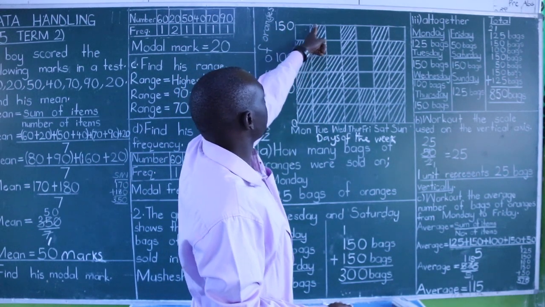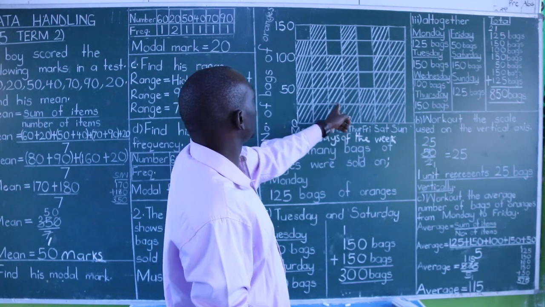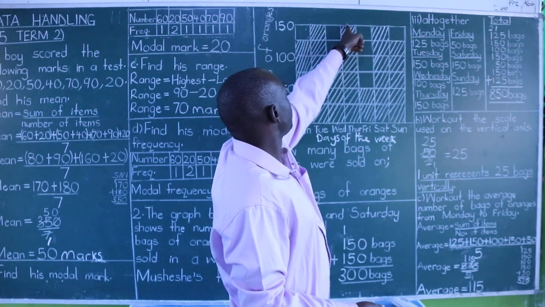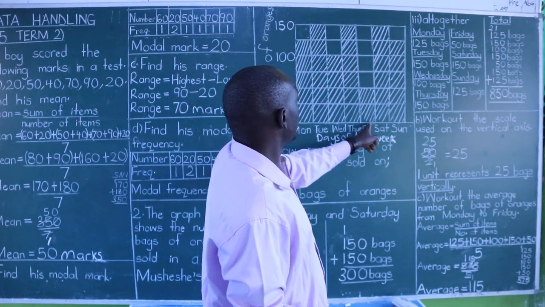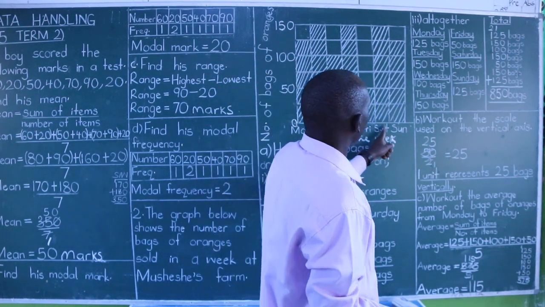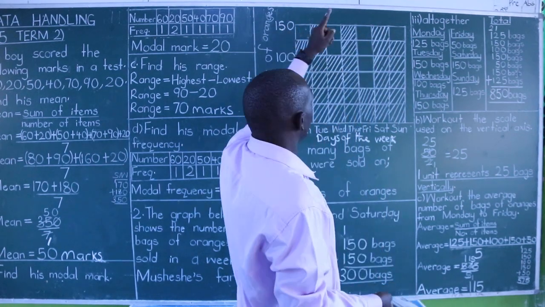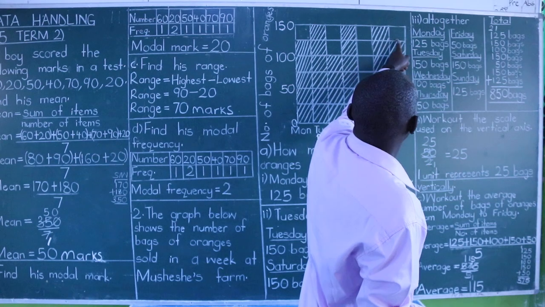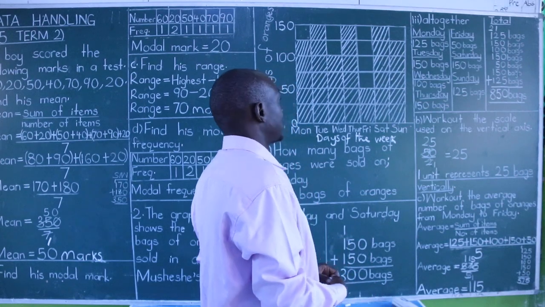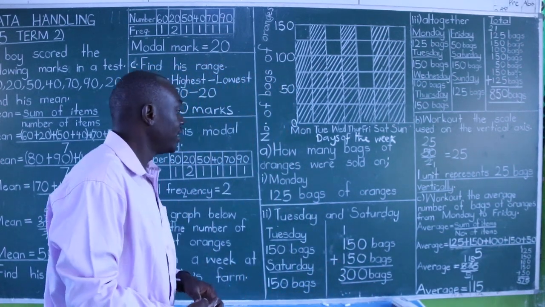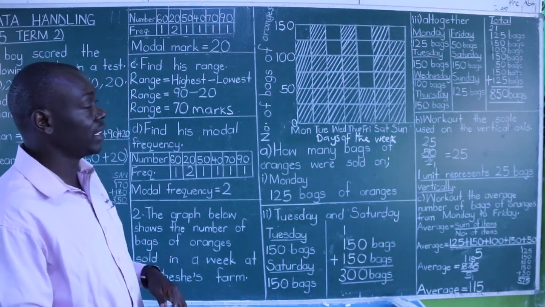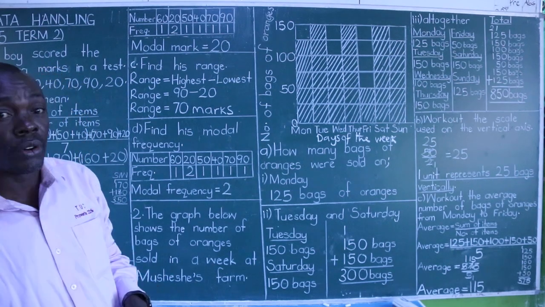Then Tuesday, 150 bags. Then on Wednesday, 100 bags of oranges. Then Thursday, 150 bags of oranges. Then on Friday, it is 50 bags of oranges. Then Saturday, it is 150 bags of oranges. Then on Sunday, it is 125 bags. Having studied thoroughly, you have freedom to answer. Never read the questions before studying a given histograph or bar graph.